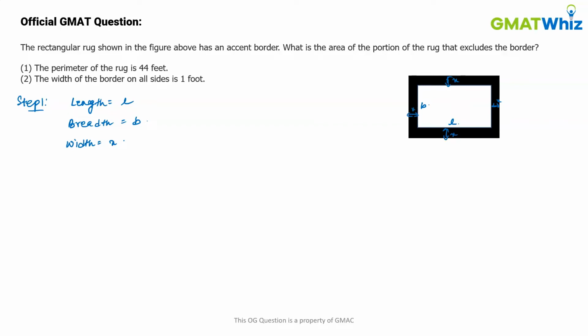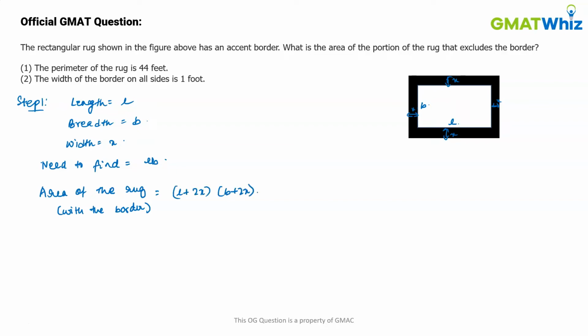Now we need to find the area of the portion excluding the border. That means we need to find the value of LB. Now just to make sure we have everything written down from the variables that we have assumed before moving on to the statements, we know that the area of the rug, and this is going to be with the border, will be equal to L plus 2x times B plus 2x.